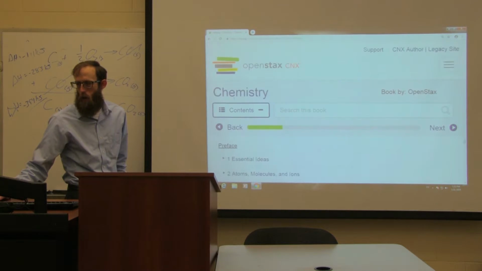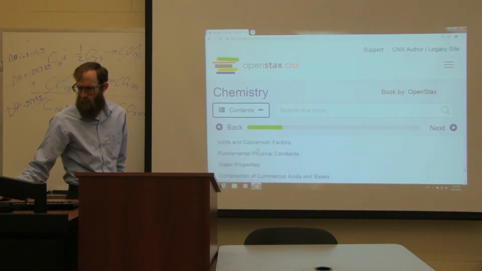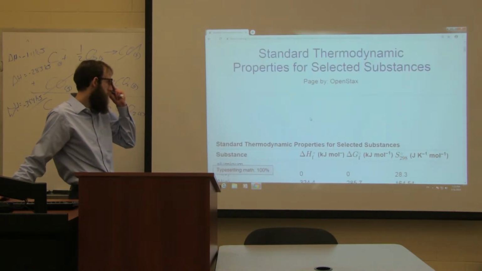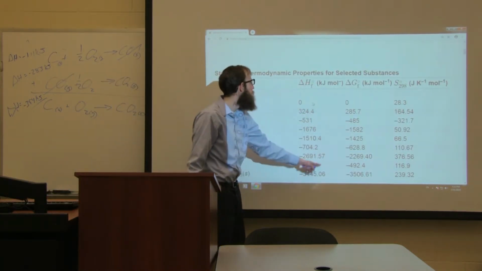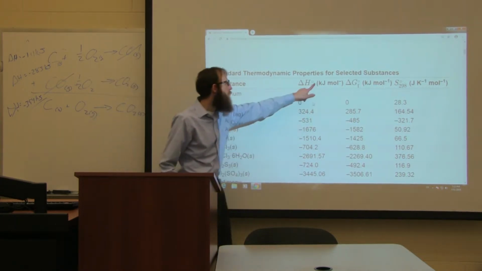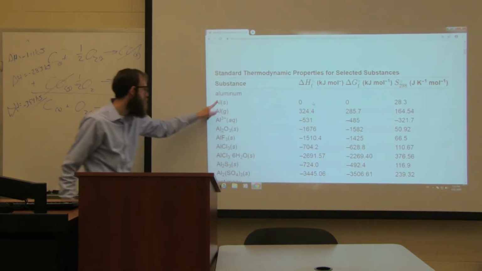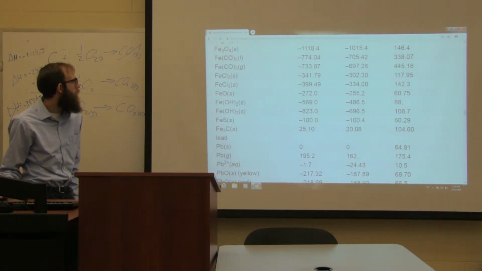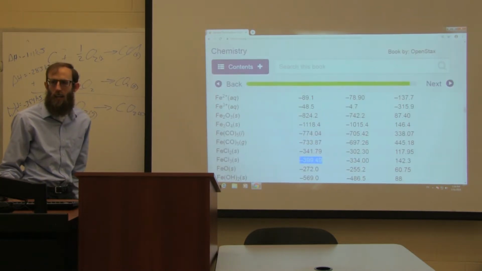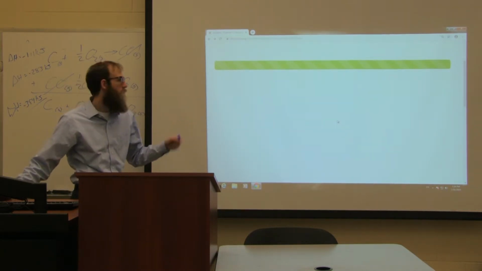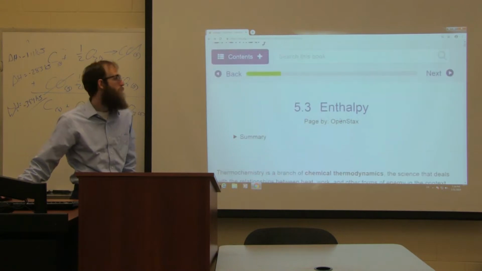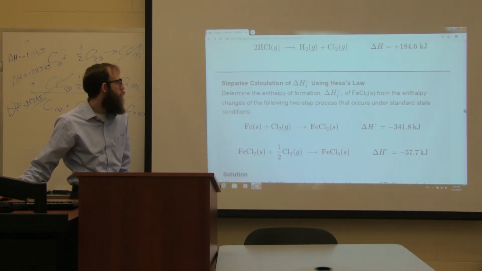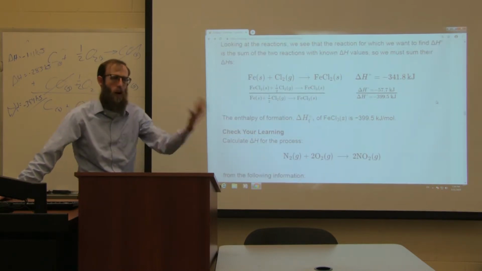We can check that by going to the appendix, Standard thermodynamic properties for selected substances. We've got listed here in this column the standard enthalpies of formation. So the standard change in enthalpy for formation of these things. And we scroll on down to iron 3 chloride, hoping that it's here, FeCl3, and we see that it's negative 399.49. That's wonderful. The calculations from those two other equations provided the overall change in enthalpy. Math works. That symbolic form provides some insight into the objective reality.